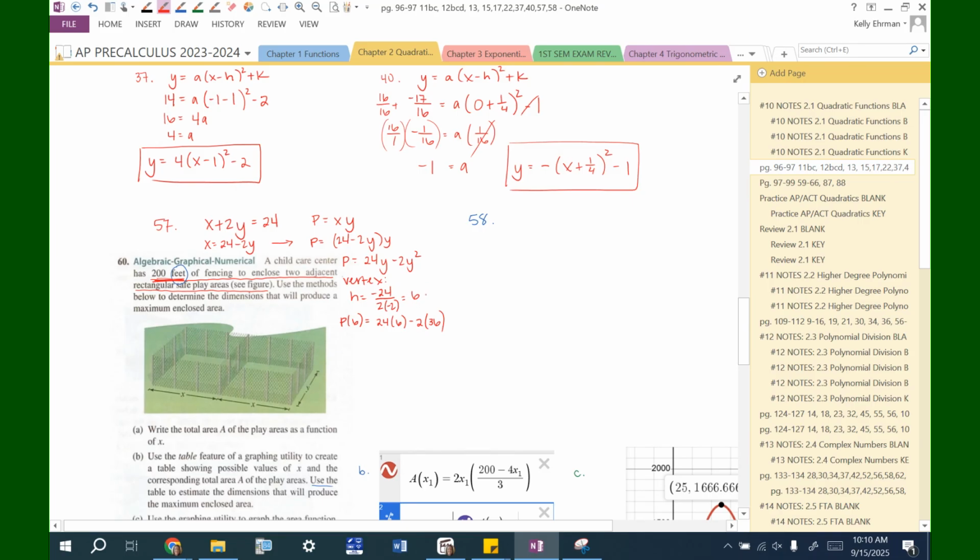6 is the y coordinate that we just found here. X is equal to 24 minus 2 times y. So x is equal to 24 minus 12. And so the max product would be 12 times 6, which is 72.